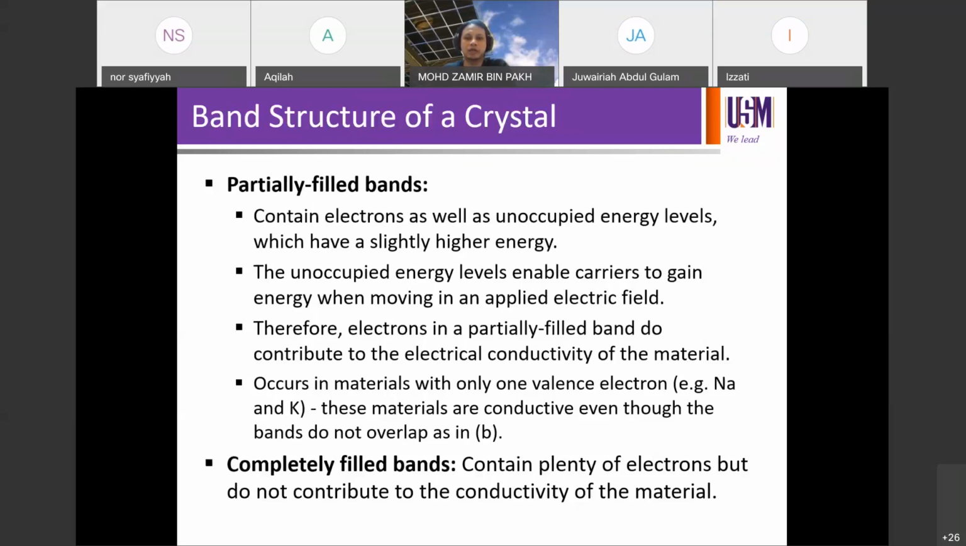On the other hand, completely filled bands contain plenty of electrons, but since they are completely filled, your electrons are not free to wander around and contribute to electrical conductivity of the material.